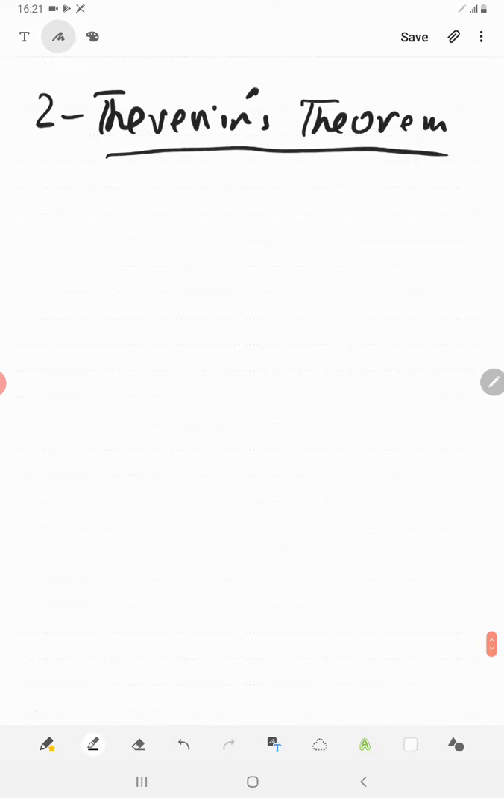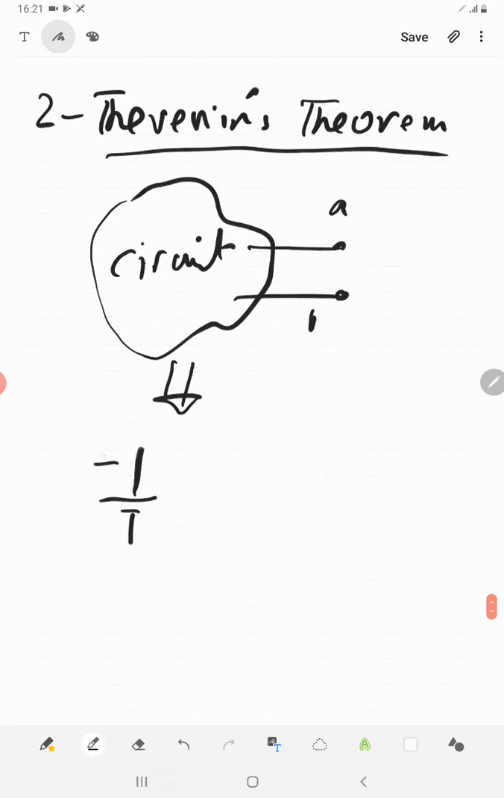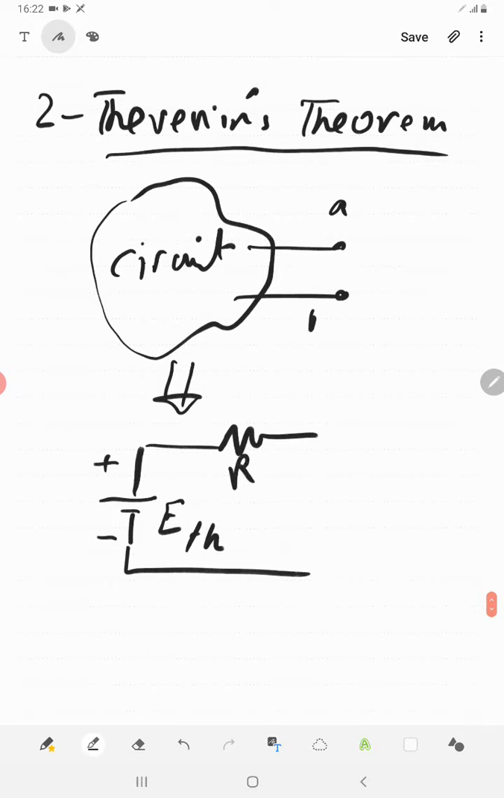In Thevenin's theorem, we have a circuit, and we have two points, two nodes, A and B. We can convert this to a voltage source, plus minus, which we call E Thevenin, in series with a resistance, which we call R Thevenin, between this point and B.